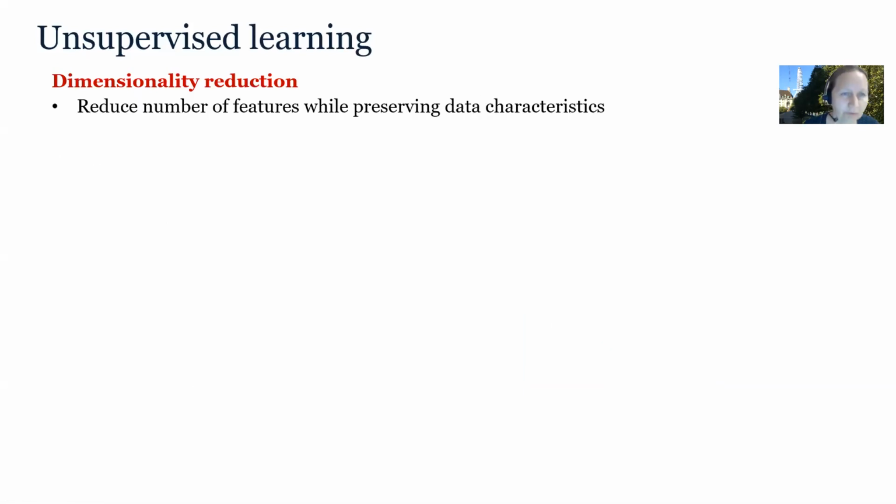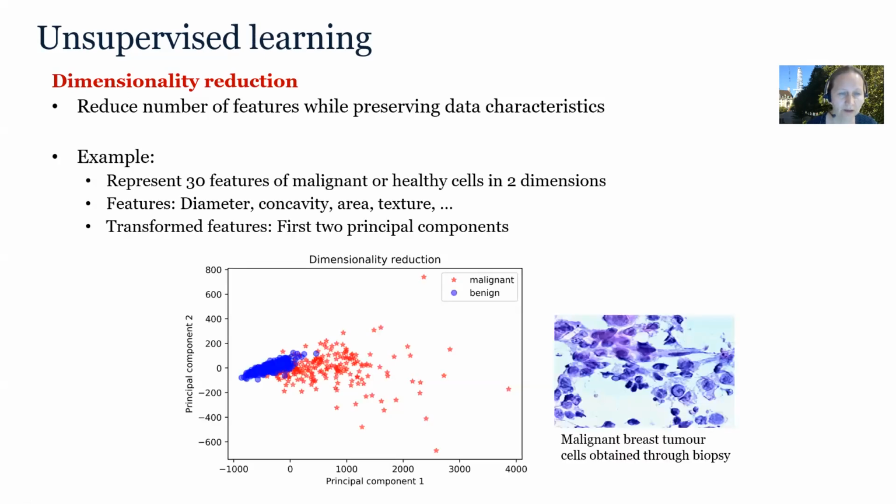A different type of unsupervised machine learning task is dimensionality reduction. And the aim of dimensionality reduction is to reduce number of features while preserving important characteristics of the data. For example, we will use Wisconsin breast cancer dataset. This is a dataset of digitized images of breast cells obtained through biopsy. And some of these images contain healthy cells and some others contain malignant cells.